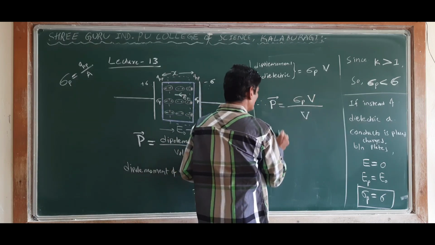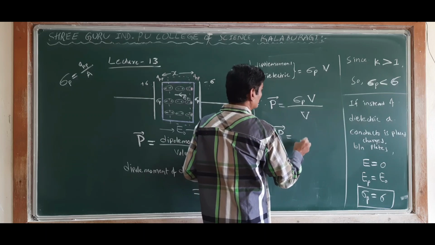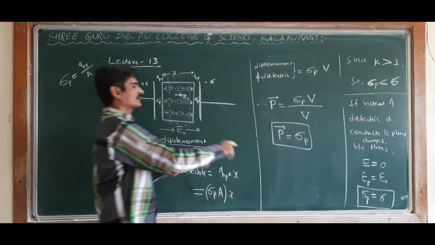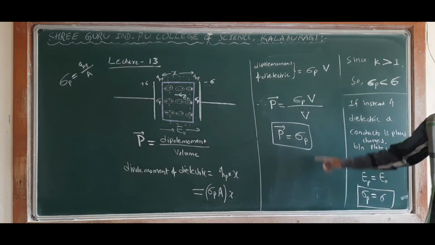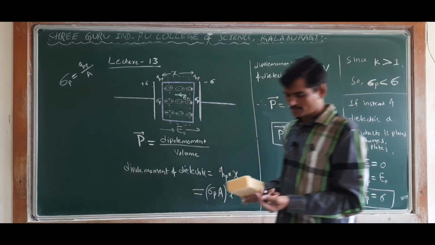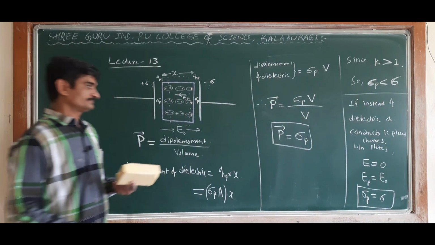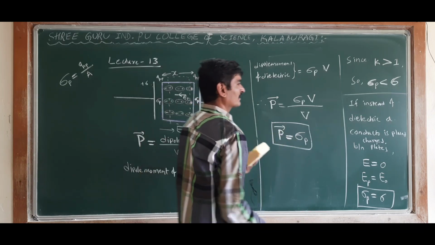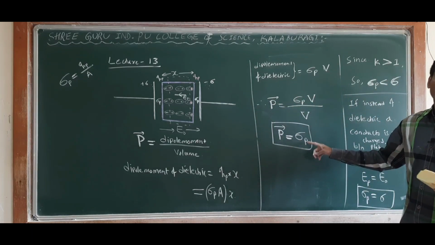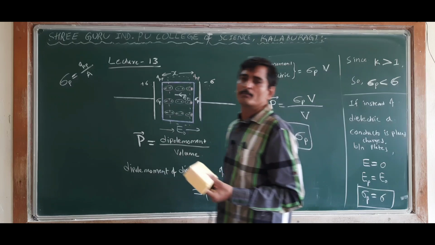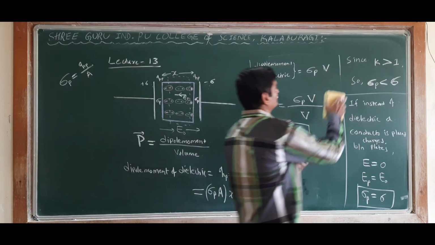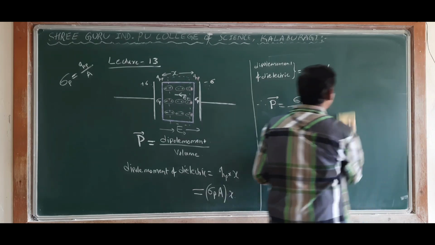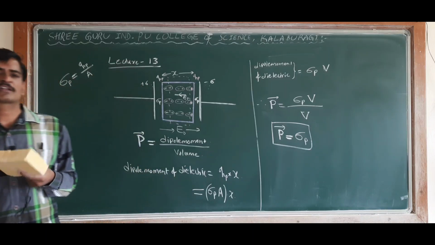So now V cancels. The polarization vector is numerically equal to the induced surface charge density, or the surface charge density of the polarized dielectric. Understood?